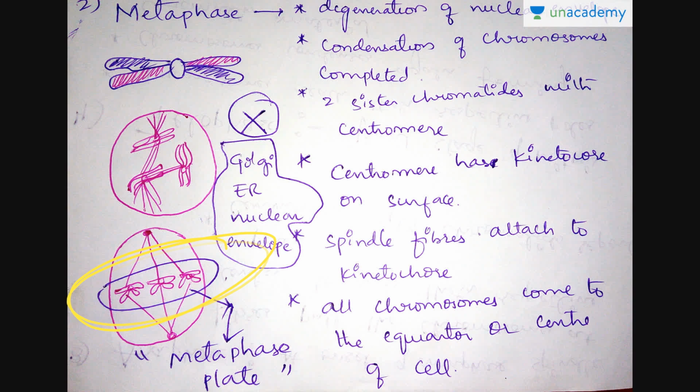This is called the equatorial region of the cell, or the equatorial plate or metaphasic plate. During this metaphase, the Golgi complex, endoplasmic reticulum and nuclear envelope disappear.